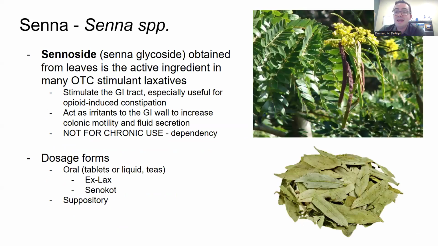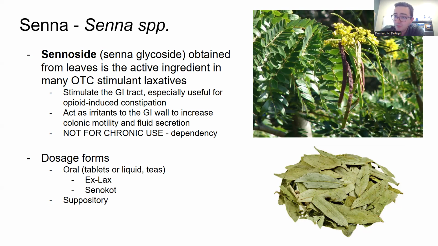An example of a natural product, which is most known for using its leaves, would be senna or Senna spp. I'll note that the Latin name for senna has spp. That just stands for a generic placeholder for species because there are lots of different species of senna, and just about all of them are used usually in mixtures for their perceived medicinal quality, which in this case is a laxative. Sennoside or senoglycoside obtained from the leaves is the active ingredient in many over-the-counter stimulant laxatives.